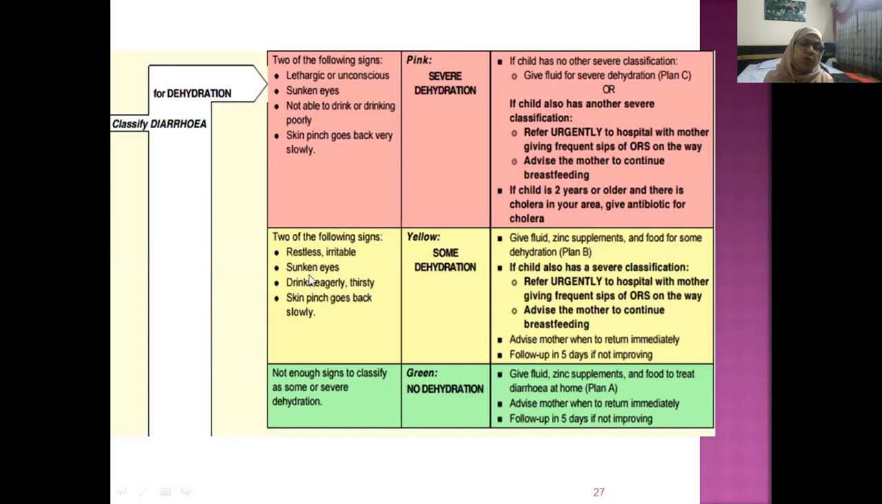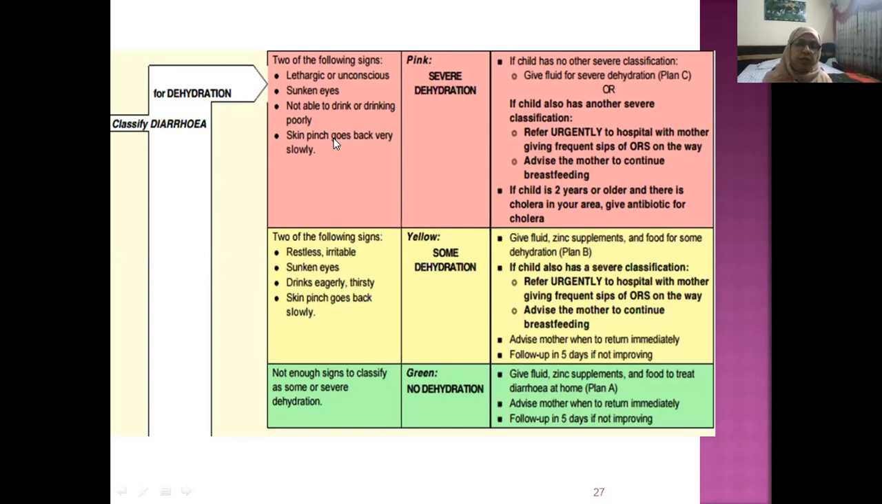Next, if 2 out of 4 are present, then you have to classify it as acute watery diarrhea with some dehydration: the baby is restless, irritable, has sunken eyes, drinks eagerly or is thirsty, and skin pinch goes back slowly. That is, when the skin pinch goes back within less than 2 seconds, then we call it skin pinch goes back slowly. When it takes more than 2 seconds, then we call it skin pinch goes back very slowly. That I'm going to explain in my next slides.